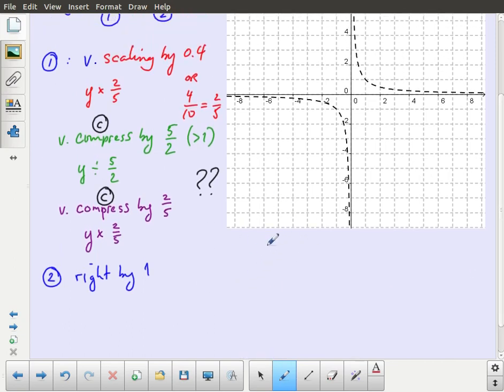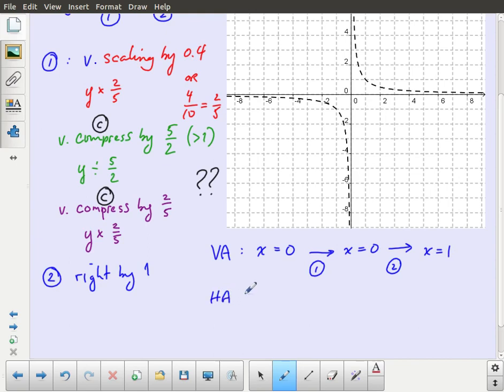Now I'm going to do it in the opposite order. I have a vertical asymptote at x equals 0. Under transformation number 1, which is a vertical change, does a vertical change affect this line? No, it does not. So this just stays x equals 0. And then the second transformation is a horizontal change right by 1, so that changes that into x equals 1.